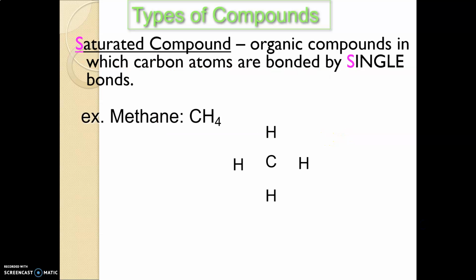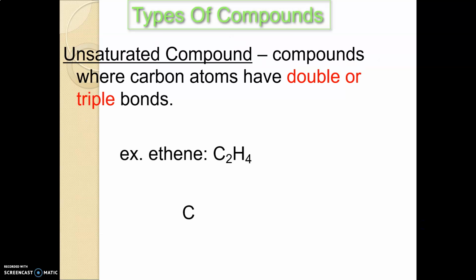Types of compounds. Saturated compound: organic compounds in which carbon atoms are bonded by single bonds. Example, methane CH4. See the structure of methane CH4. Unsaturated compound: compounds where carbon atoms have double or triple bonds. Example, ethene C2H4. As we see the structure of ethene, C2H4.